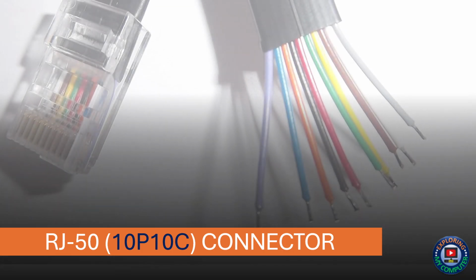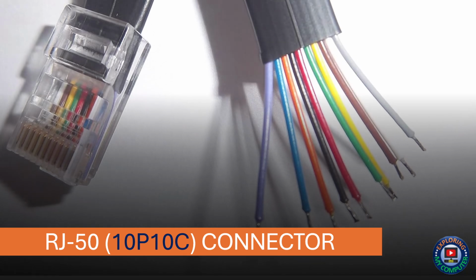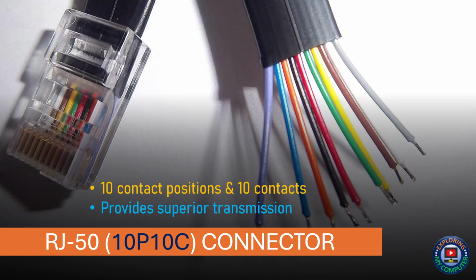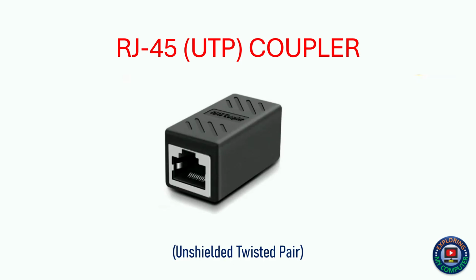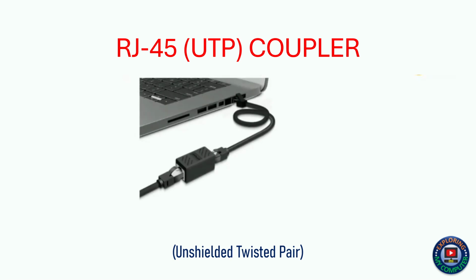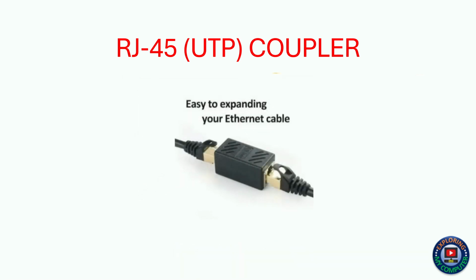RJ50 or 10P10C connector has 10 contact positions and 10 contacts. It provides superior transmission and resists corrosion. RJ45 UTP coupler. It is used to connect UTP network cables. It is typically used when running a longer cable is not an option.